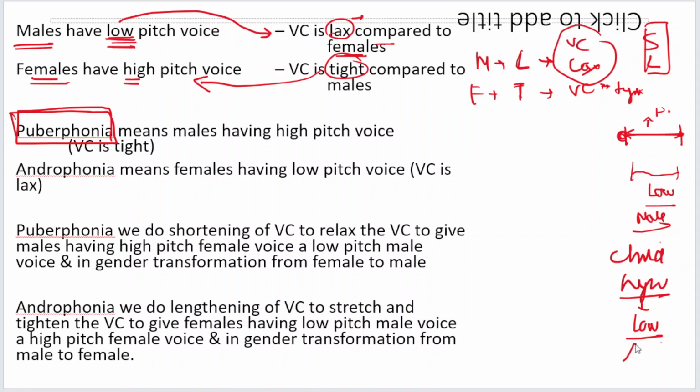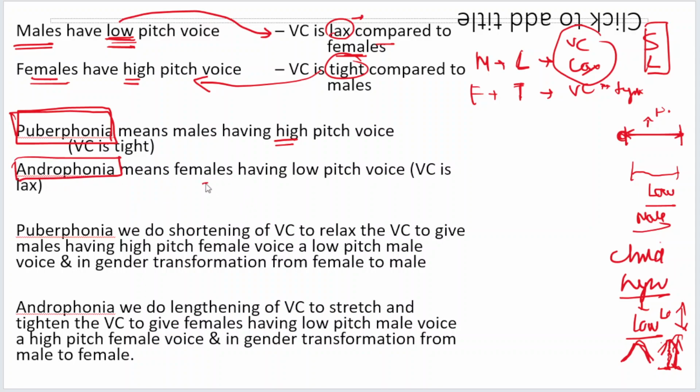Because the Adam's apple, the thyroid cartilage becomes prominent, causing the space in between the arytenoid and the vocal cord to increase, and the vocal cord becomes lax. Okay, the vocal cord also grows. If the vocal cord doesn't grow, then it becomes a high pitch voice. So vocal cord also grows in length, and the male will have a low pitch voice. So we expect the males to have a low pitch voice. If a male is going to have a high pitch voice, it becomes a social problem for him.